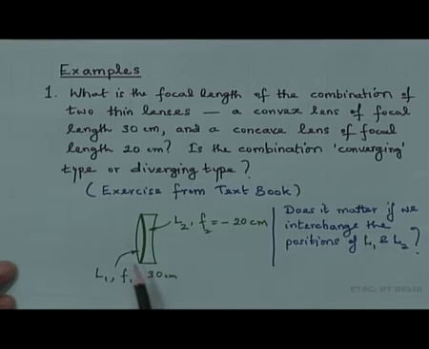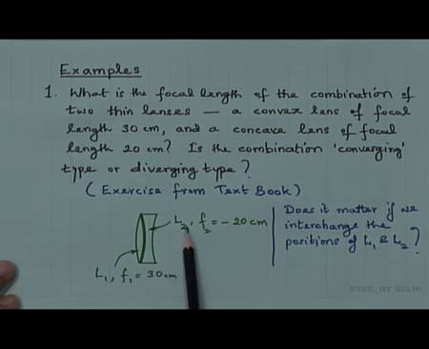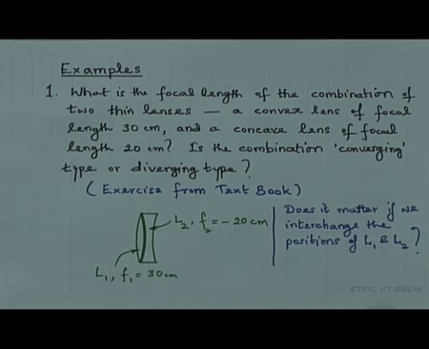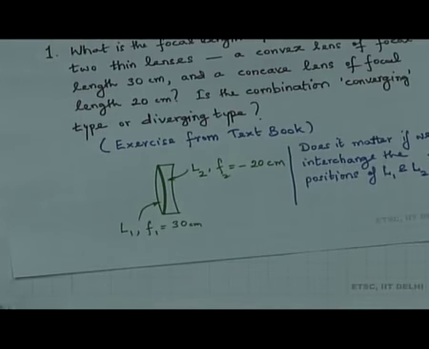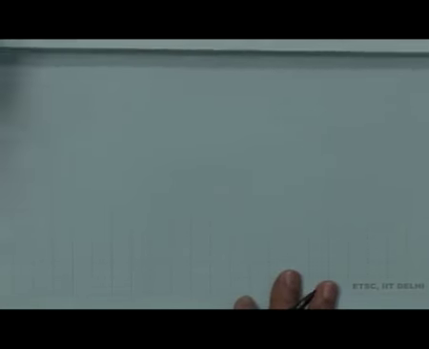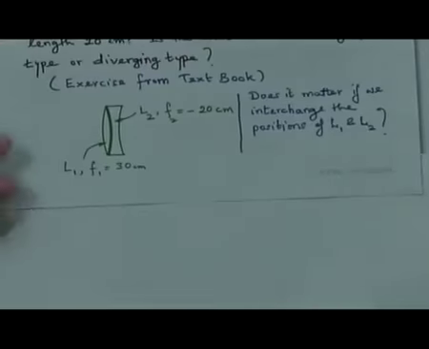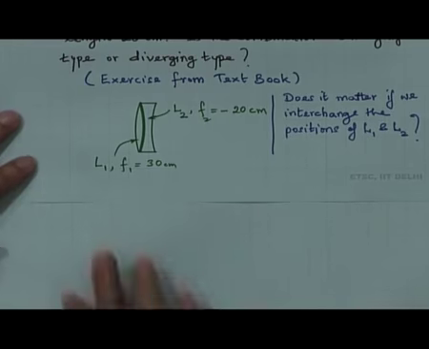So, here it is. There is a convex lens of focal length 30 centimeter and a concave lens of focal length 20 centimeter, but f2 is therefore minus 20 centimeter. We will see later on whether it matters if we interchange the positions of L1 and L2. So, let us work out the focal length of the combination. So, what we know is 1 over f.